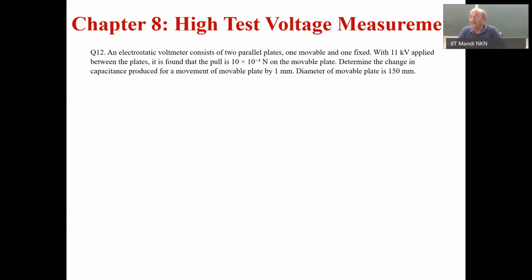And the diameter of the movable plate is given to be 150 millimeter, that is 15 centimeter. 15 centimeter is actually a very small electrostatic voltmeter. And obviously, when it is very small, it is applicable for the measurement of smaller magnitudes of voltages. And mind it, the electrostatic voltmeter measures the RMS value. It does not measure the peak value of the voltage applied, and it can measure the RMS value of AC. It can also measure DC voltages, but certainly not impulse voltages.